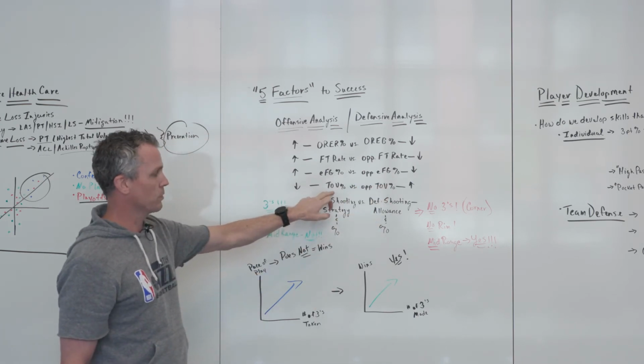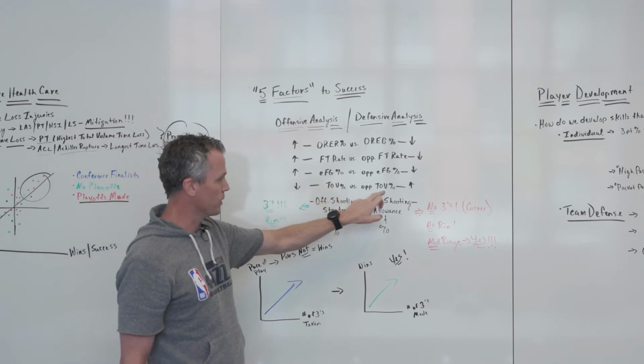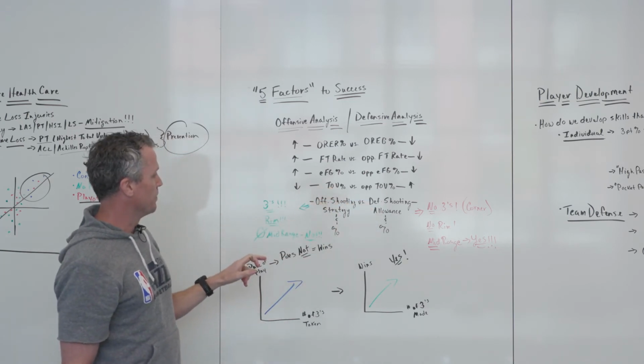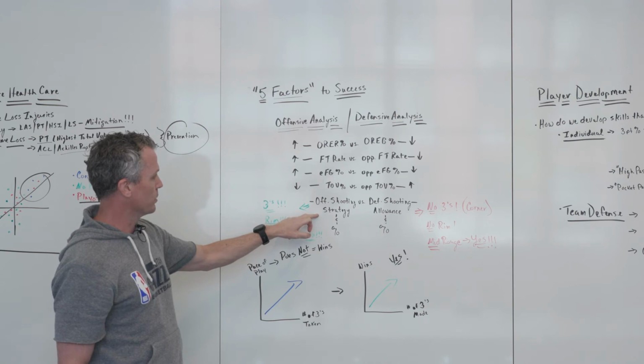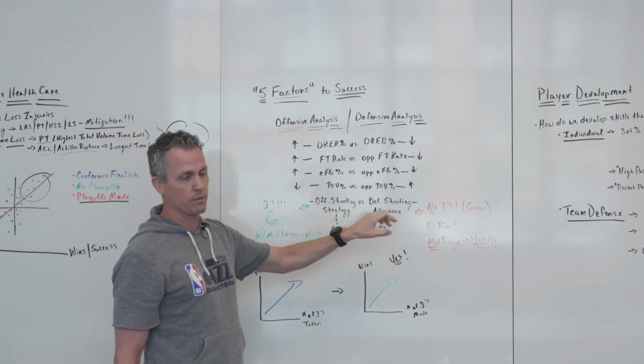The turnover rates: we want to have a low turnover rate, and we want to increase our opponents' turnover rate. And then lastly, the offensive shooting strategy versus what we want from our opponents.